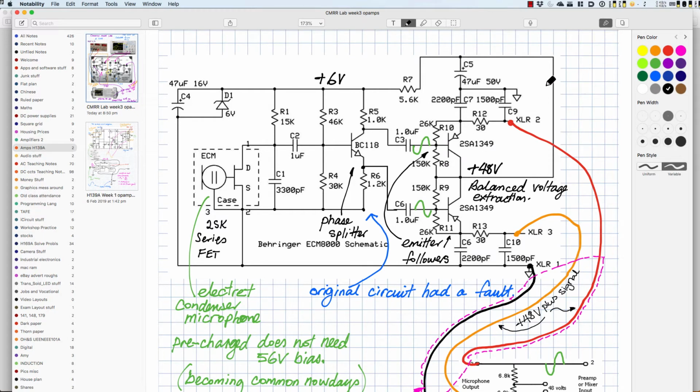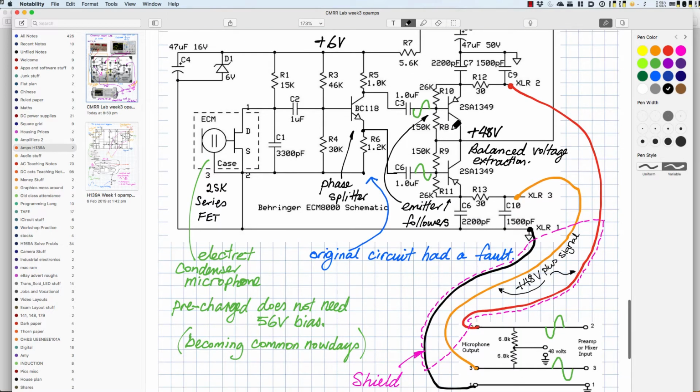48 volts appears in the center, which goes across a 47 microfarad capacitor, a 5.6K series resistor, down to a 6 volt Zener and down to ground. All of this part of the circuit here is supplied by the 6 volt rail, which now exists along the top. These act as emitter followers, so I have a voltage represented by this phase. I have a 180 degree phase difference here.